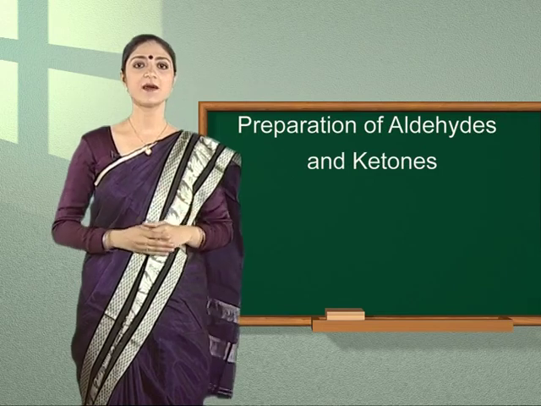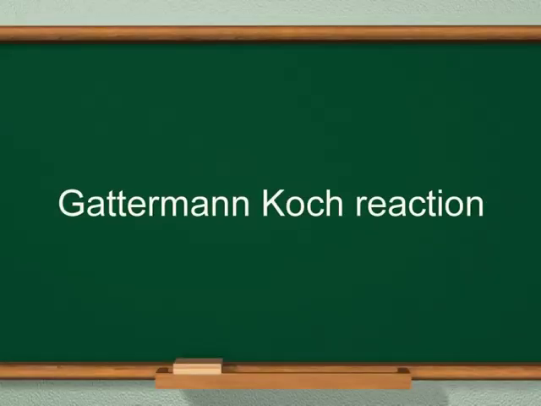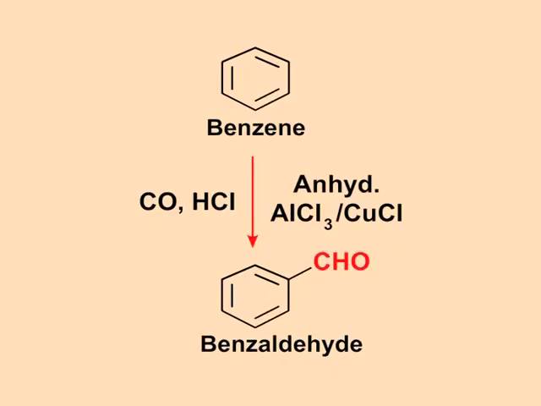We will next learn about formation of benzaldehyde by Gattermann-Koch reaction. Benzene on treatment with carbon monoxide and hydrogen chloride in the presence of anhydrous aluminum chloride and cuprous chloride acting as catalyst is converted to benzaldehyde.